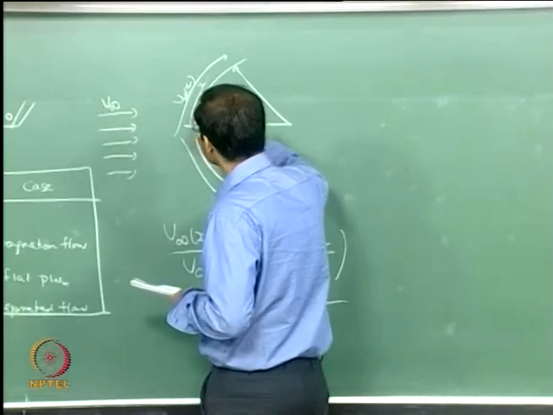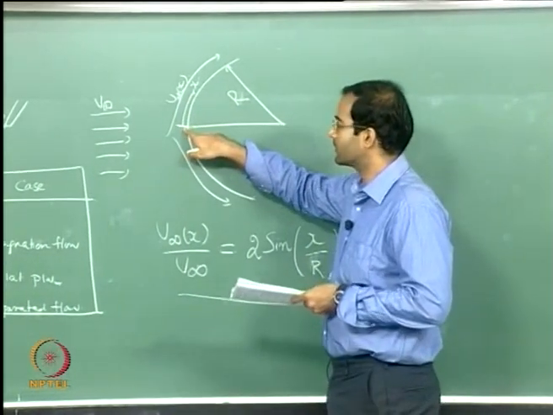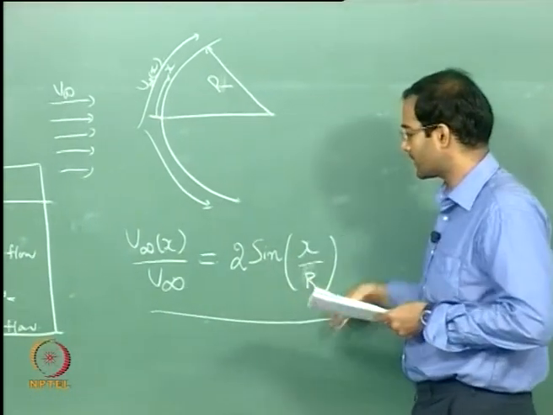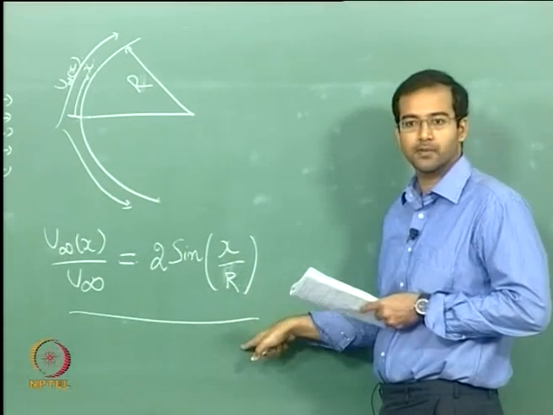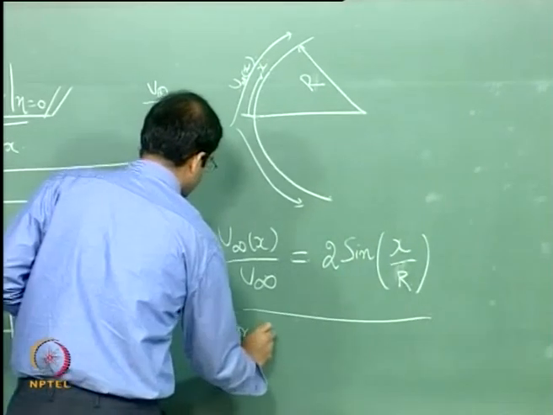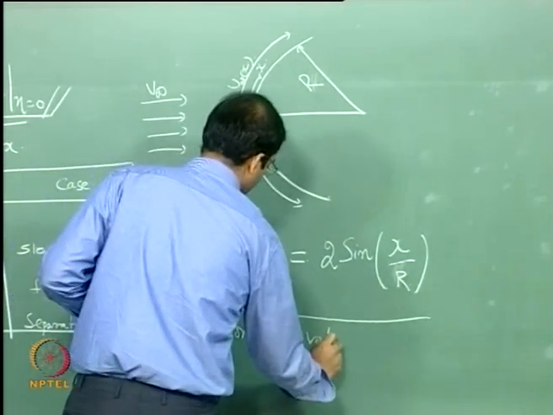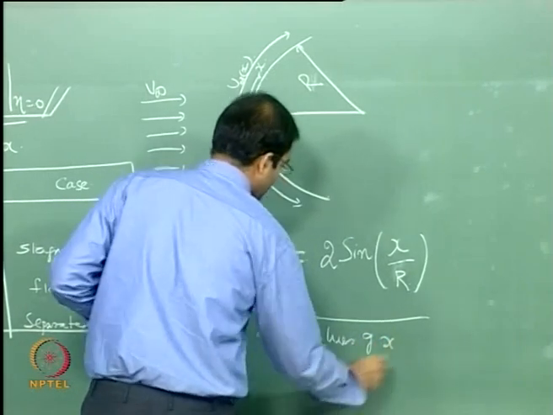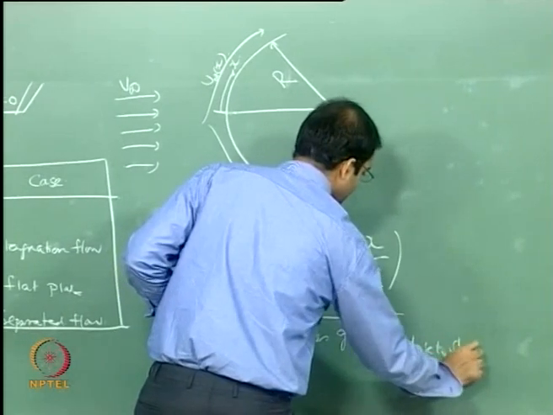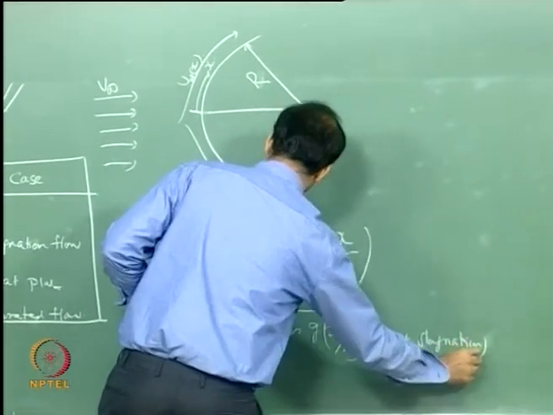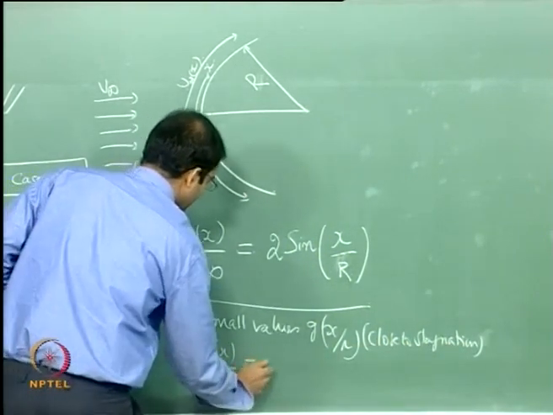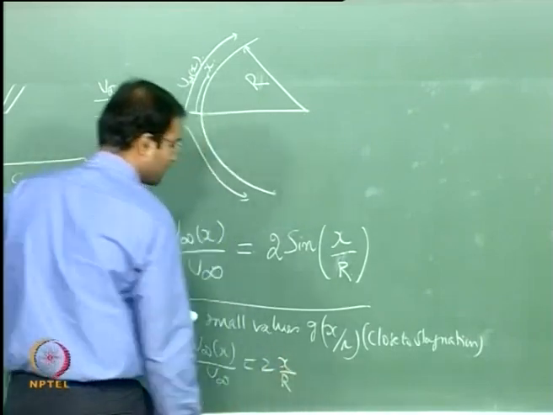Now if you are looking at small values of x, that means close to the stagnation region, then you can approximate sin of x by R as simply x by R. So for small values of x by R, that is close to the stagnation, you can write u infinity of x by the constant free stream velocity as 2 x by R.